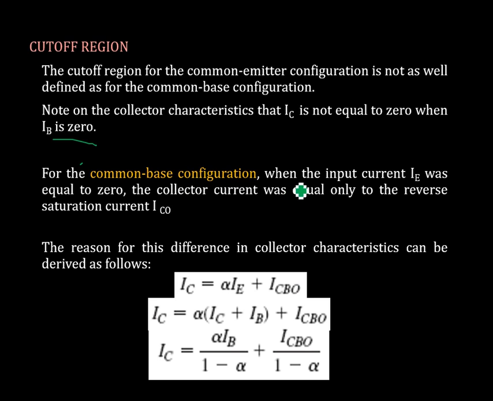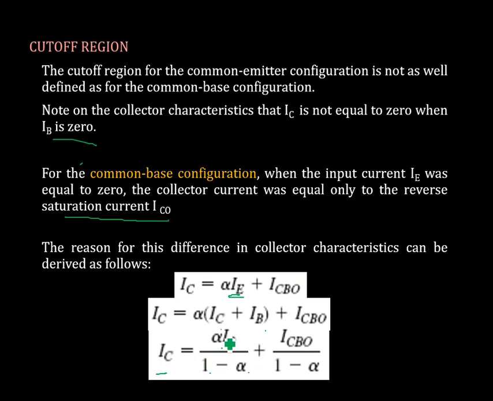For the common base configuration, when the input current IE was equal to 0, the collector current was equal only to the reverse saturation current ICO. Now the difference is explained below. This IC is alpha IE plus ICBO. If you replace this IE with IB plus IC, you get a relation like this. IC will be equal to alpha IB by 1 minus alpha.